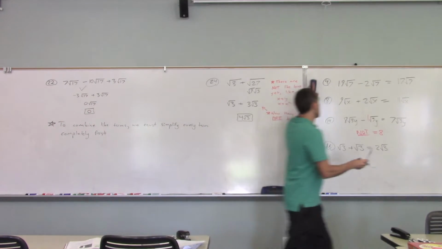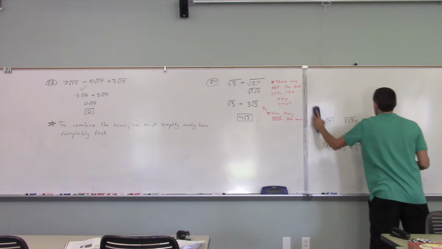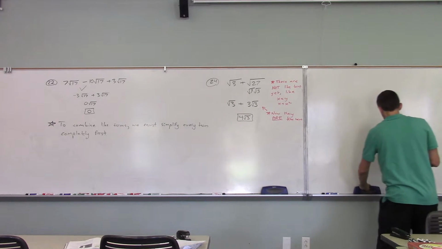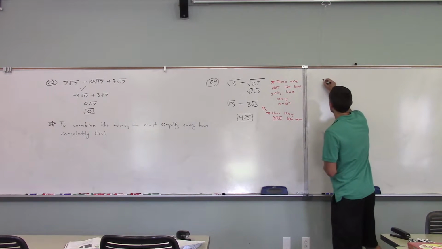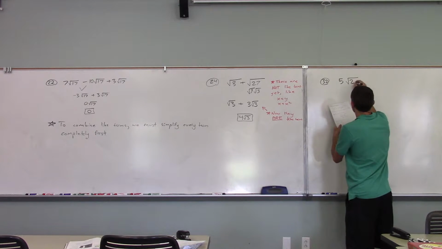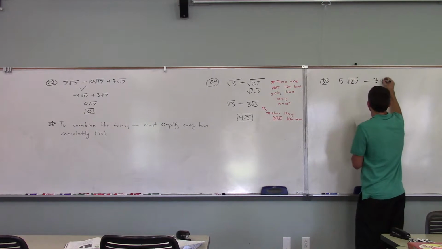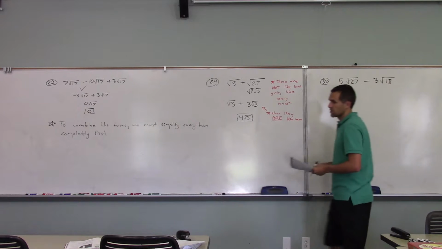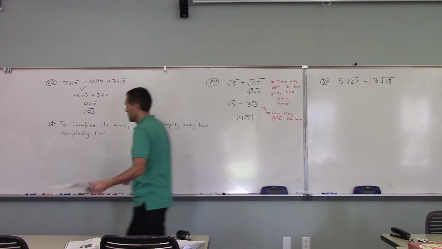So I'm gonna do 2 more examples like this, and then add one last idea. Alright, so here's 32. This brings up something you haven't seen before. What if there's already a coefficient in front when you start? Okay?